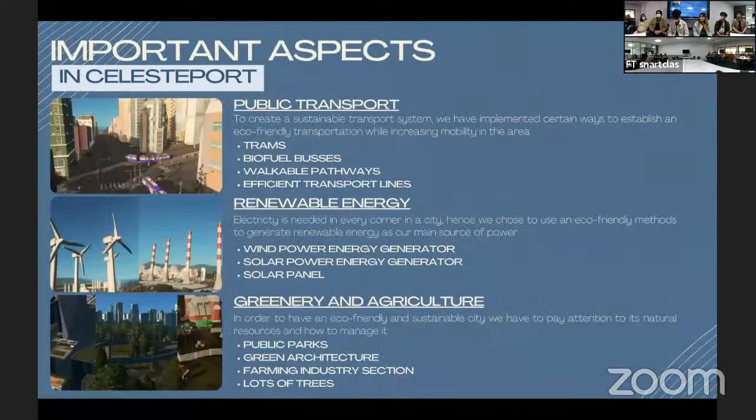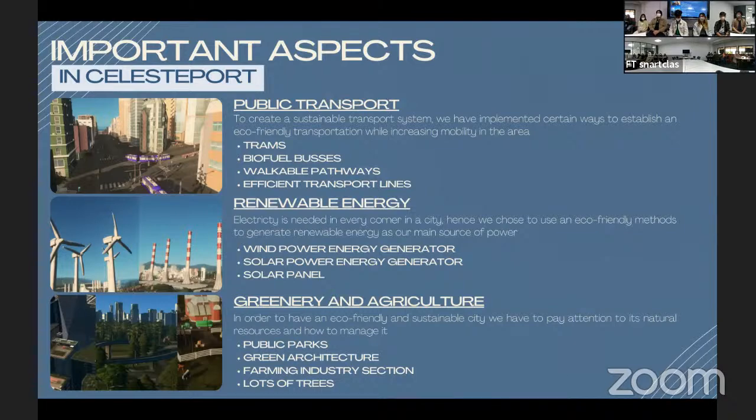Next slide. Lastly, we have defined some important aspects that we implemented in our city. The first one is public transport. To create a sustainable transport system, we've implemented certain ways to establish eco-friendly transportation while increasing mobility in the area. For that, we have added trams, biofuel buses, walkable pathways, and efficient transport lines to our city. The next one is renewable energy.